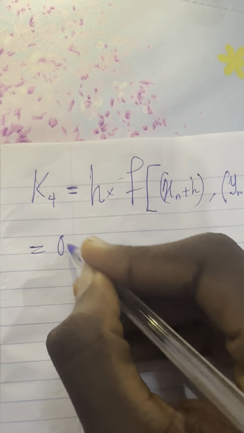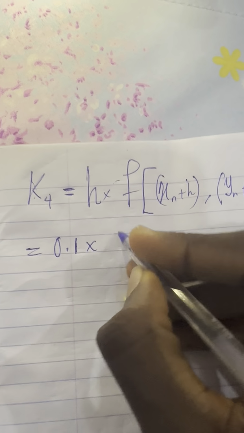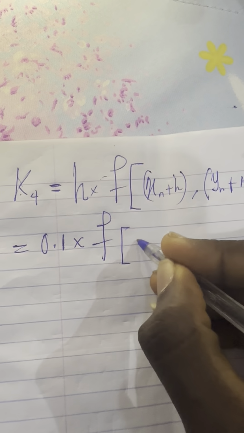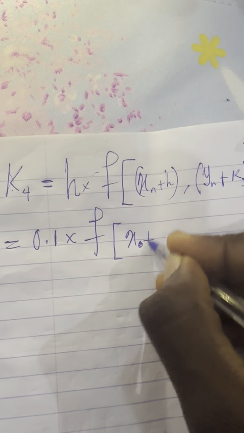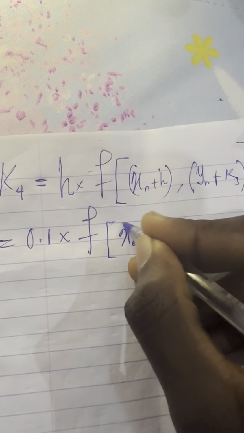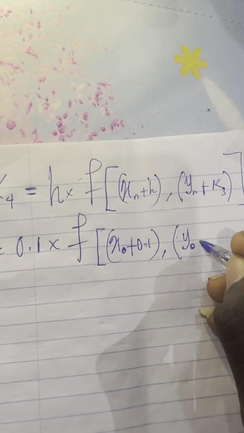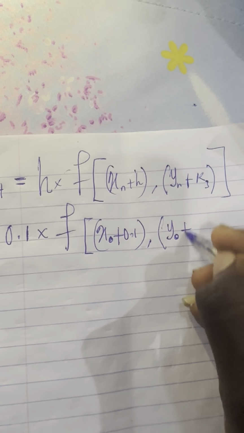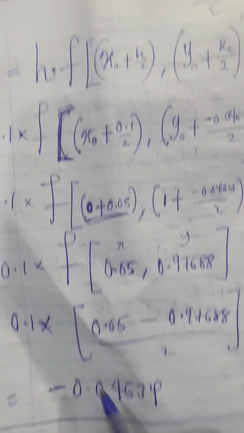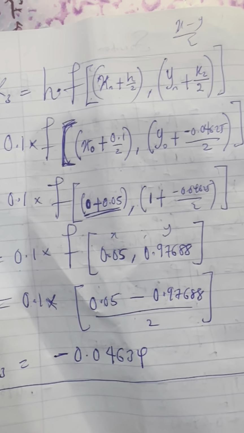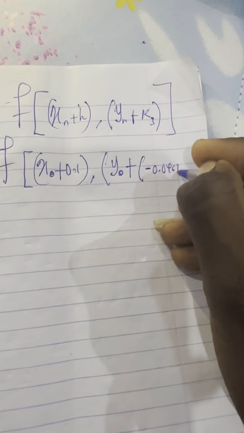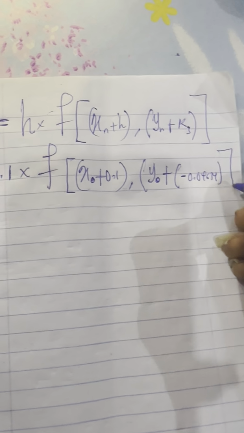So my h is step length 0.1 times f of, I'm still on x naught when n is 0. My step length is 0.1, right? Then comma, my y naught still means, okay, my y naught plus, what's my K3? This result. So I wrote down, minus 0.04634. That's what I got as my K3 before.